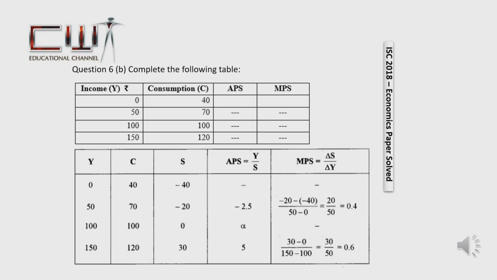Now MPS is change in saving upon change in income. The change in saving in this case, at 50 level of income, is minus 20 minus the earlier one, minus 40, upon 50 minus 0, which gives 20 upon 50, which is 0.4. At 100 level it is not applicable. Then at 150 level of income it is 30 minus 0 upon 150 minus 100, which gives 30 upon 50, which is 0.6.